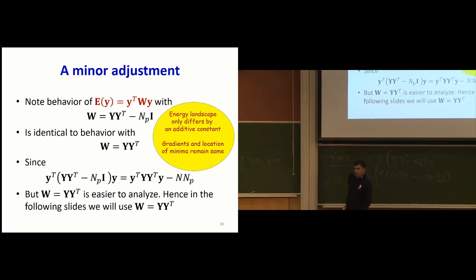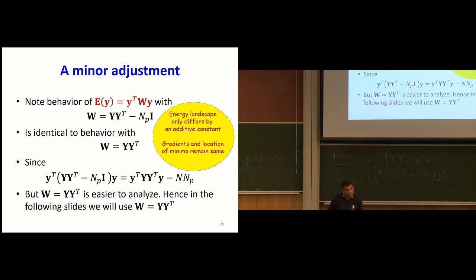So this you get. What is y transpose y? Remember that y is a binary pattern. Every bit is either plus 1 or minus 1. So what would y transpose y be?